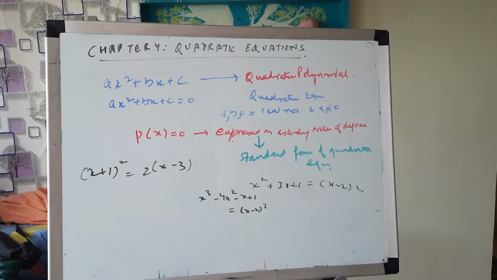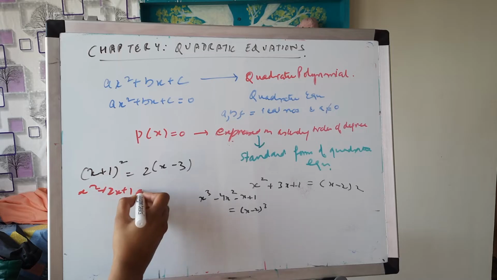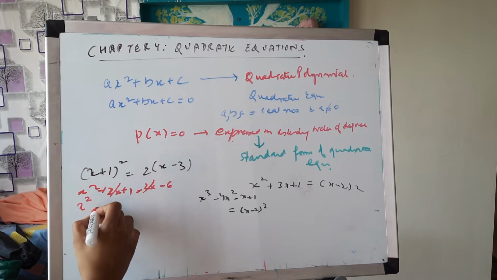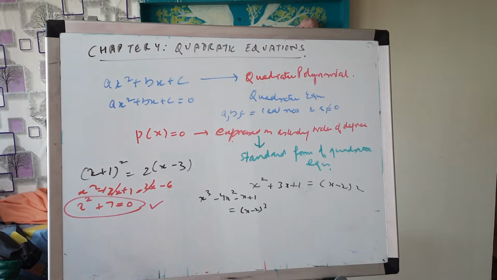Okay, so we have these three questions here. Let's see whether these are quadratic equations or not. So what is a quadratic equation? An equation where there is necessarily a term x of degree 2. So let's quickly see. x square plus 2x plus 1, 2x minus 6, 2x getting cancelled, x square plus 7. So this is a quadratic equation.